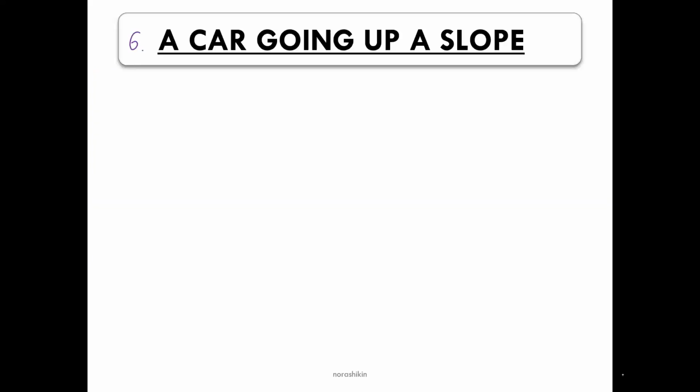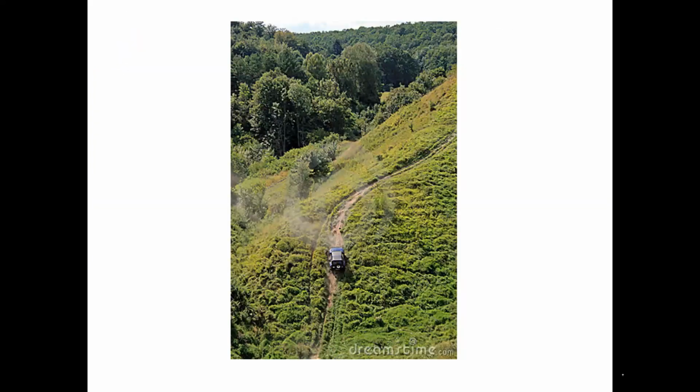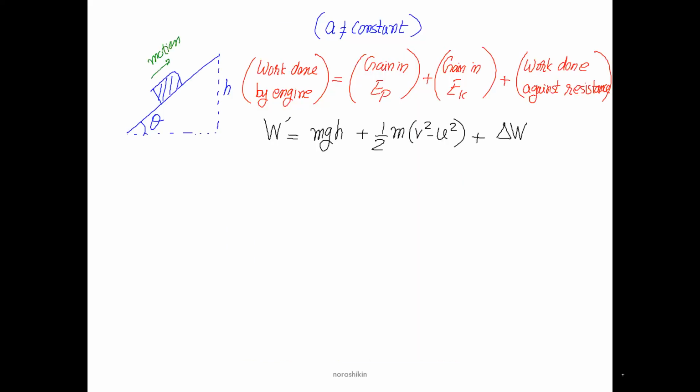A car going up a slope, like a mountain ride, going upward. Now, here we come across a dangerous topic, the inclined plane. When you are facing an inclined plane, one option is to make the equation: work done by the engine is equal to gain in potential plus gain in kinetic plus work done against resistance, if you are accelerating upward.